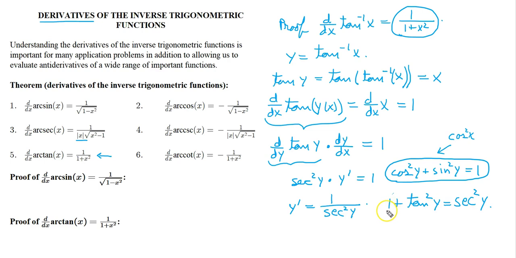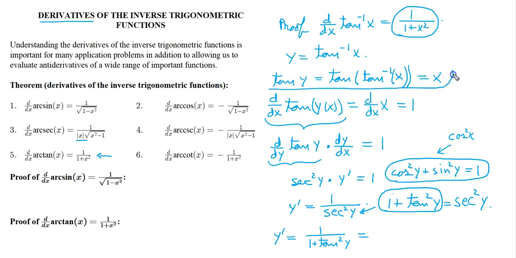And now let's just replace the secant squared y with 1 plus tangent squared y right here. And we get that y prime equals 1 over 1 plus tangent squared y. But up here, recall that tangent y is equal to x. And so just put x back in place of the tangent y right here, and we get our result. So there you go. dy dx for this y is 1 over 1 plus x squared. And that's exactly what we wanted to prove right here.